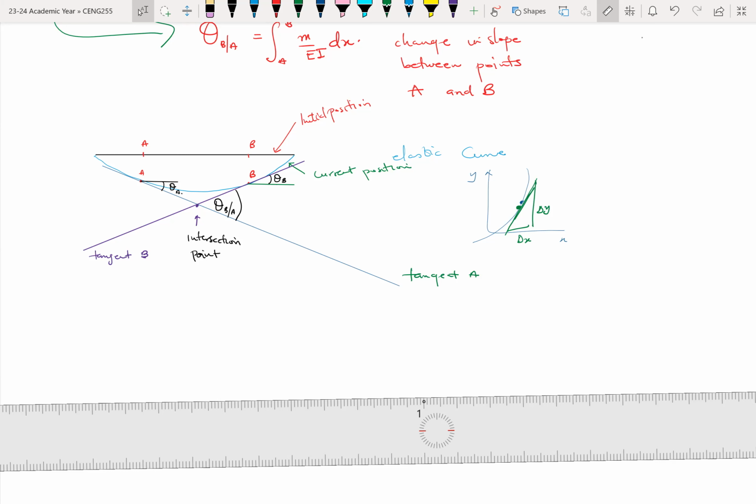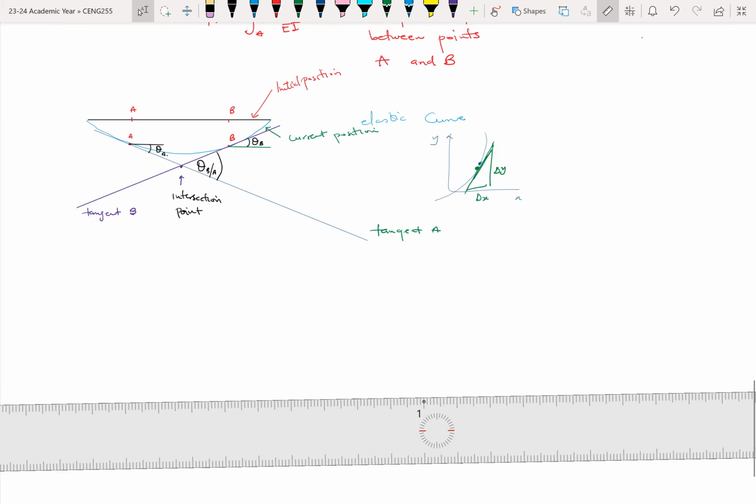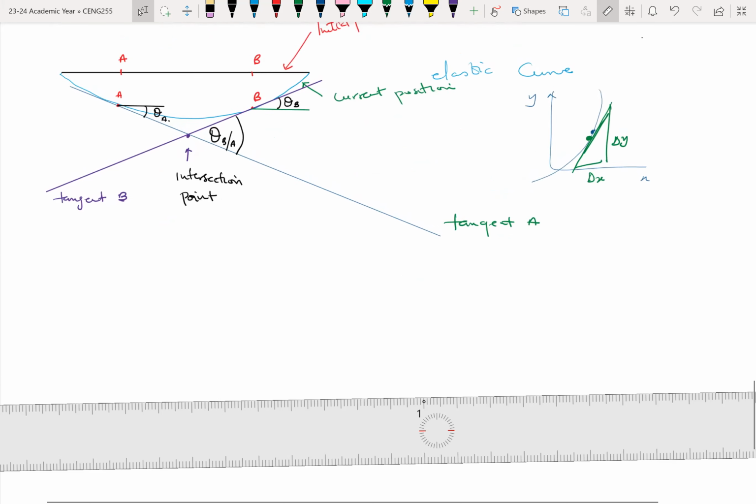Whilst theta BA is the change in the angle between B and A. So in some instances, you can also make this analysis: the change in slope between A and B. If this is the slope of B and this is the slope of A, then the difference between the two of them should give you theta BA.